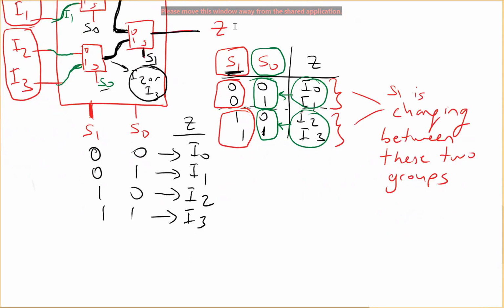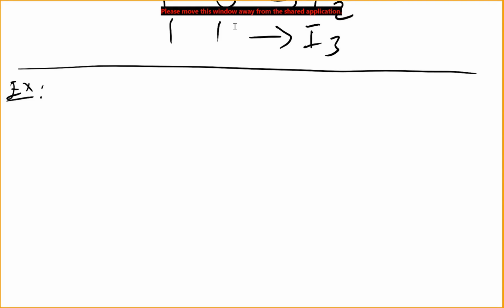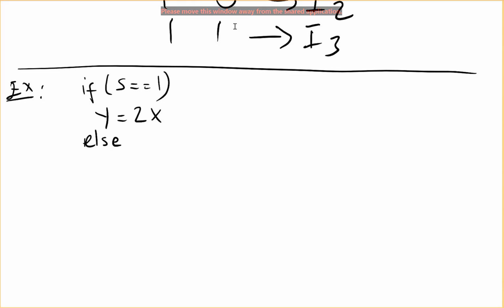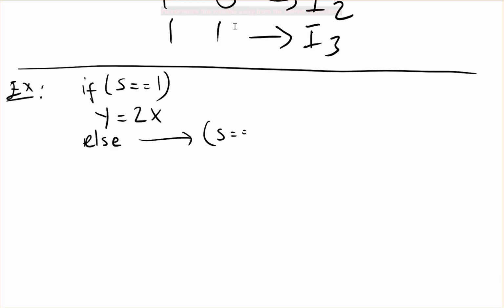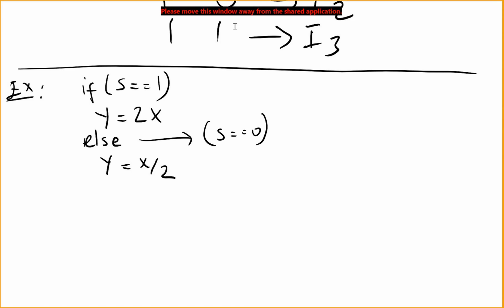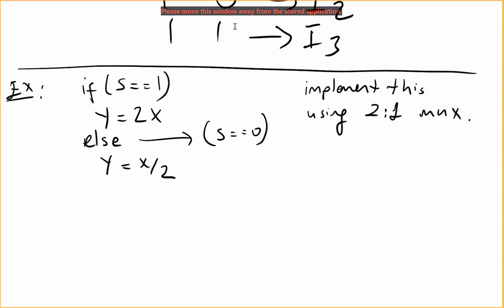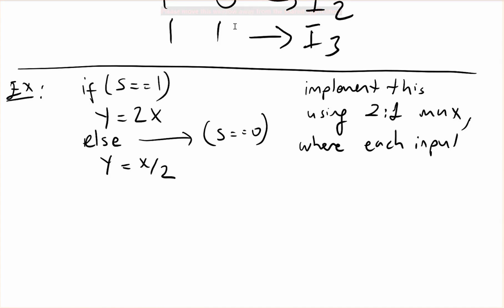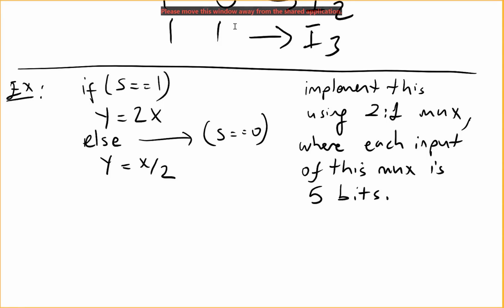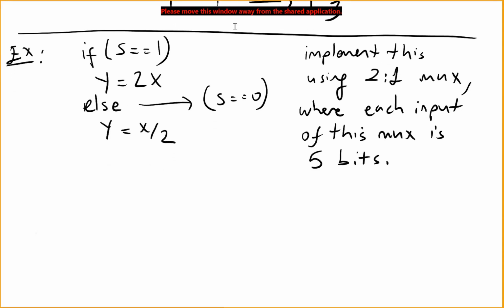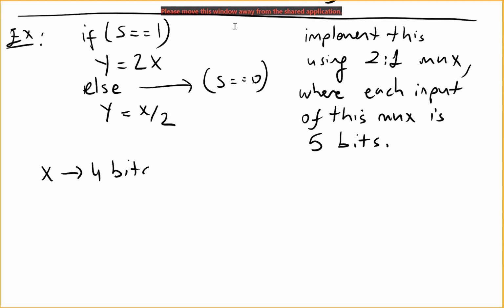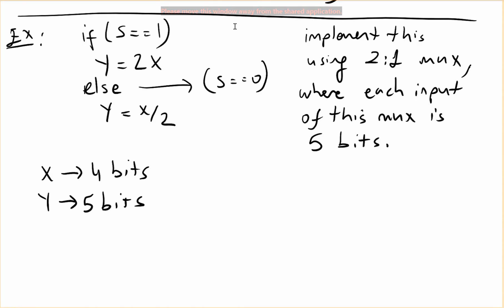Okay, let's do another example. In this example, if S is 1, Y is equal to 2X, else S is 0, then Y is X over 2. We will implement this using a 2 to 1 mux, where each input of this mux is 5 bits. So we will be having a 2 to 1 mux, but in this case, each input of the mux is 5 bits. So the output of the mux is also 5 bits. X is 4 bits and Y, which is our output, is 5 bits.